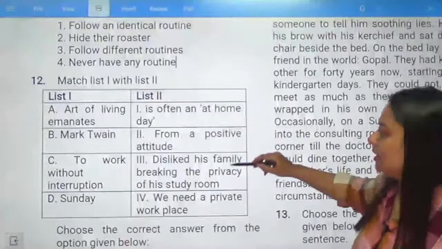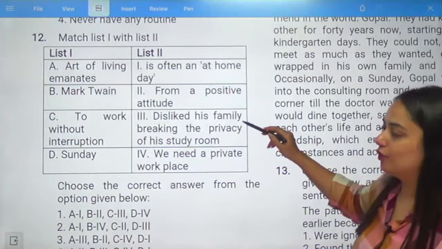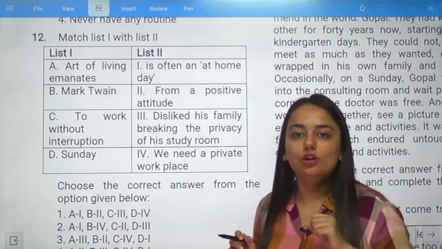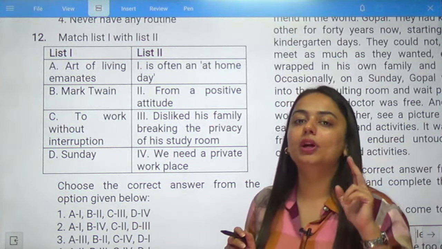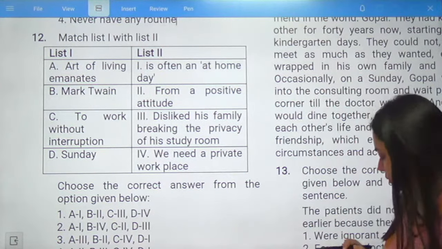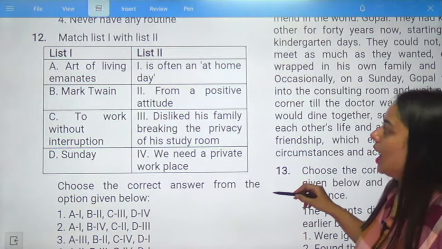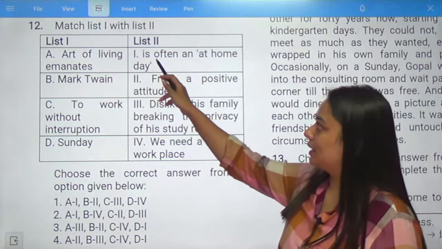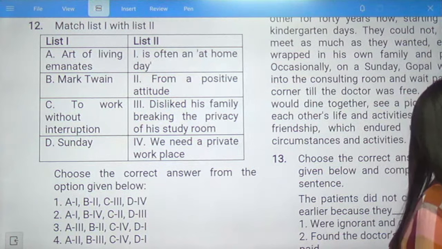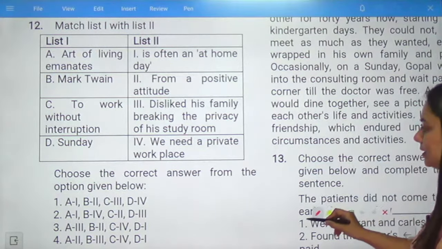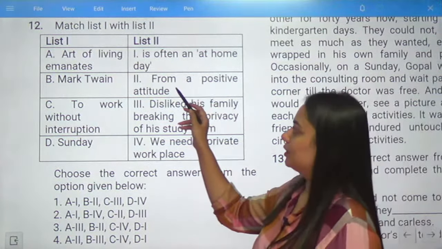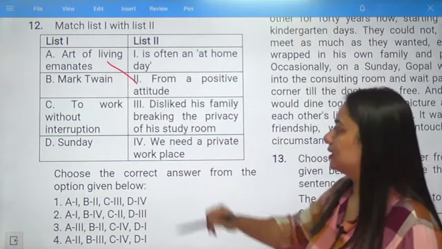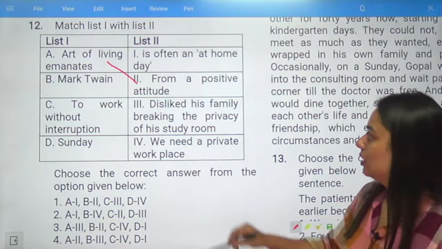Alright students, the last question for today, again match the following. Can you see that? This is a previous year paper, first slot. Two RCs we have done, and in both we have seen one match the following each. The 6th question. Art of living emanates. So after emanates, can you put is? No, you cannot, right? What should be the answer to this one? From a positive attitude. Art of living emanates from the positive attitude is the right answer. Where does the art of living come from? From a positive attitude.